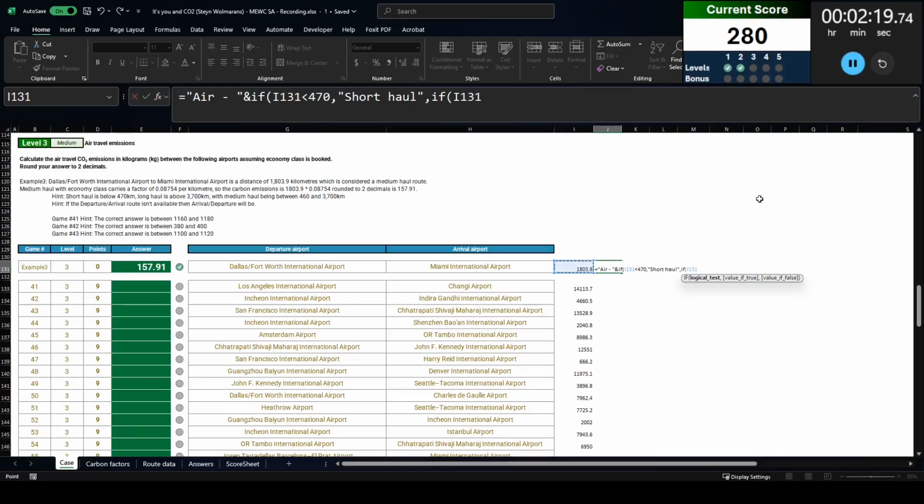That is the text which I can use to look up the CO₂ factor, multiply that by the distance, and that will get me the answers to level 3.